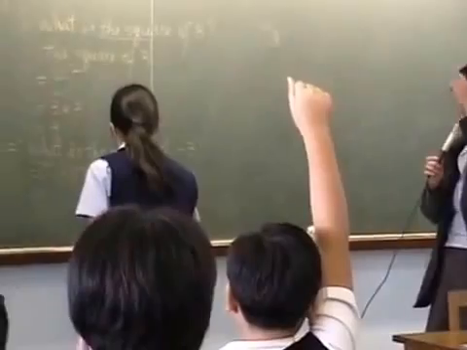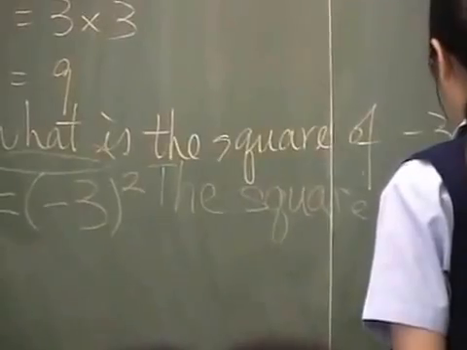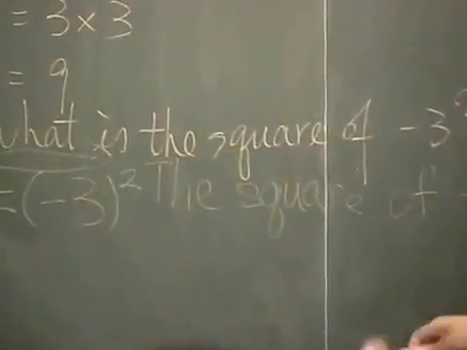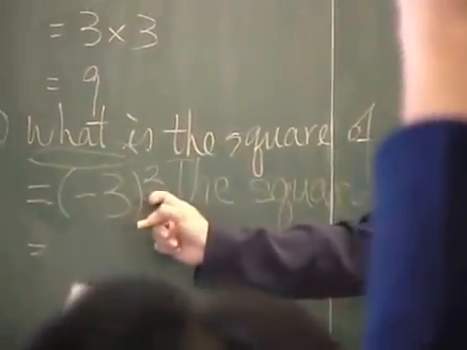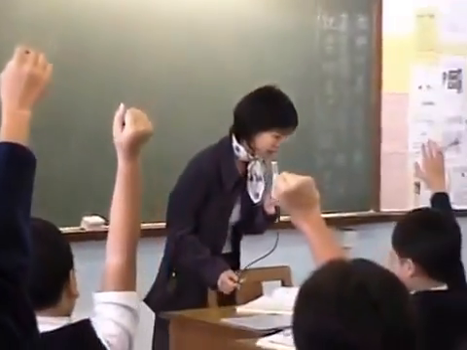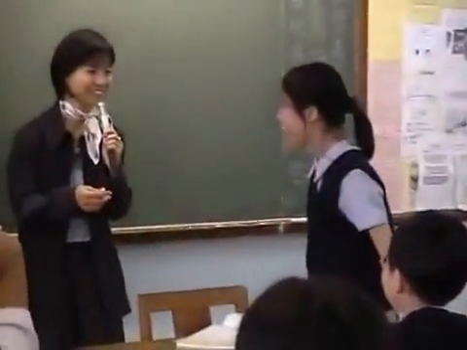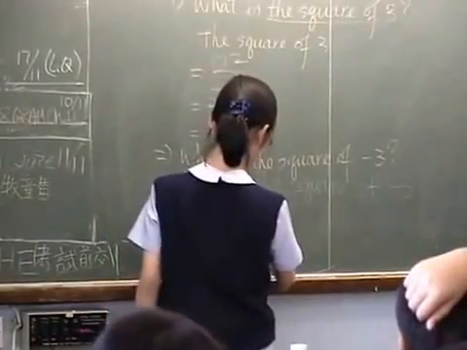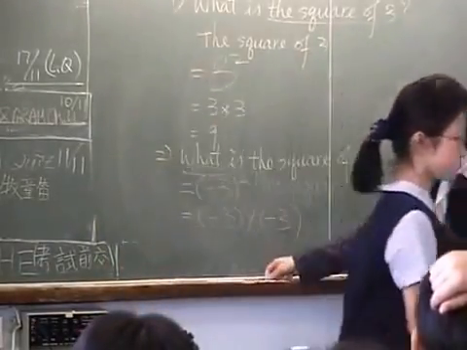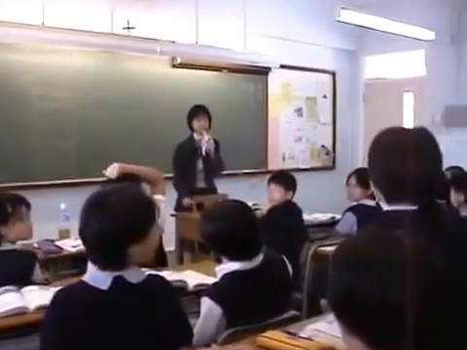The square of -3. So the square of -3 you can write like this, and then square means, what's the meaning of square? So the answer, next step, what do you write? Moyan? Can you answer me? Okay. -3 times -3, okay? So the answer is, what's the answer? You can answer me orally. So, 9.